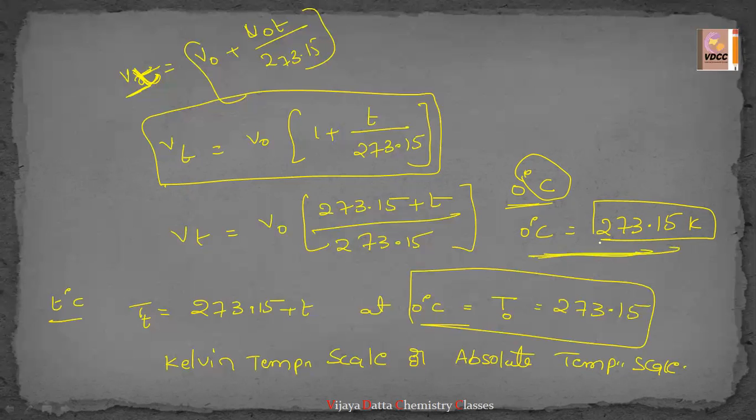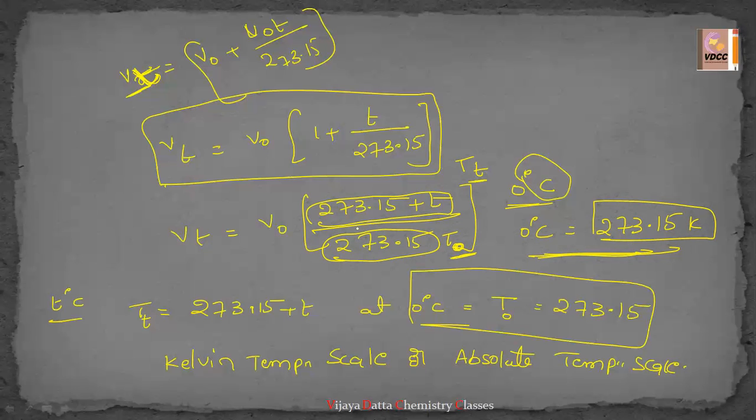So whatever problems we are going to do in the states of matter, whenever they have given degrees Celsius, we'll convert the temperature into the Kelvin scale by adding 273. This is a new temperature scale we'll use throughout this chapter. So how can we write now? This 273.15 plus t we can write as capital T, and 273.15 we can write as temperature at 0. Temperature at 0 degrees Celsius is 273.15. Temperature at t degrees Celsius is 273.15 plus t.